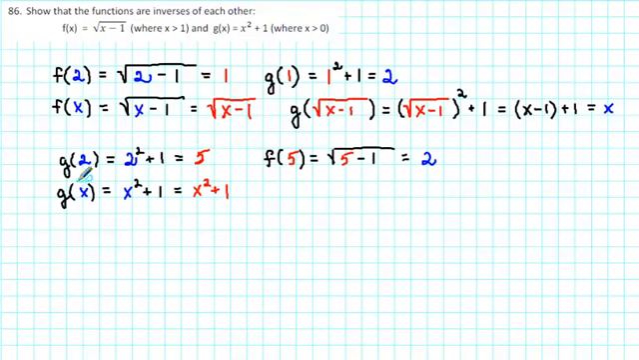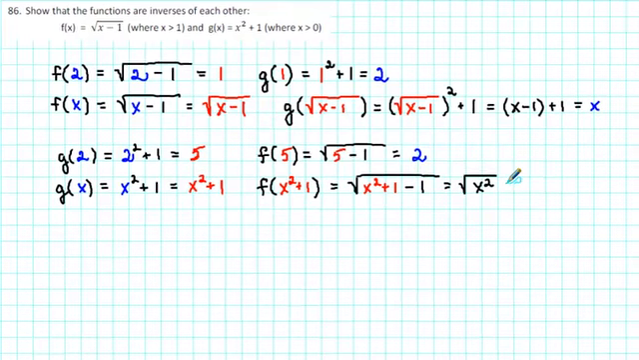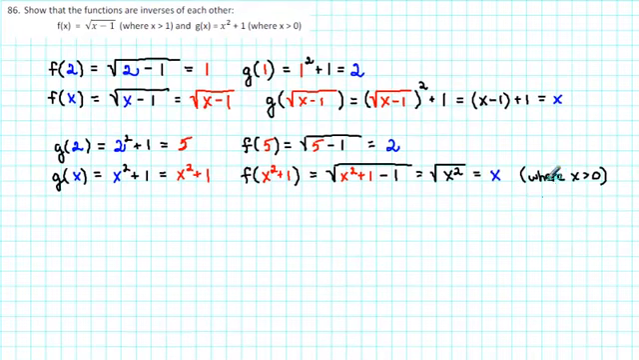We first of all get g of x is equal to the square of x plus 1. We now apply f to g and show that we get back to our original input of x. We get the square root of x squared plus 1 minus 1. This simplifies to the square root of x squared. Since x is greater than 0, this simplifies to x. We've now shown that f and g are inverse functions.